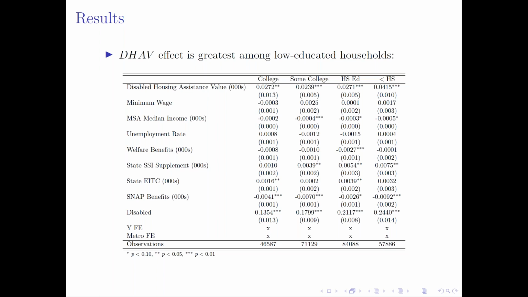And then if we similarly break up this effect by education level, you can see that the effect is almost twice as great among households that have below a high school education relative to those who have a high school education, some college, or college. Again, we think this is at least evidence of a greater response among people who have lower labor market opportunities or lower outside options through other aspects of the social safety net.